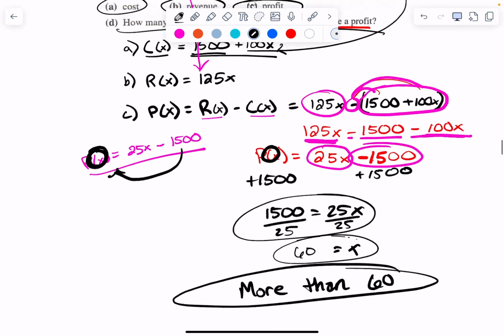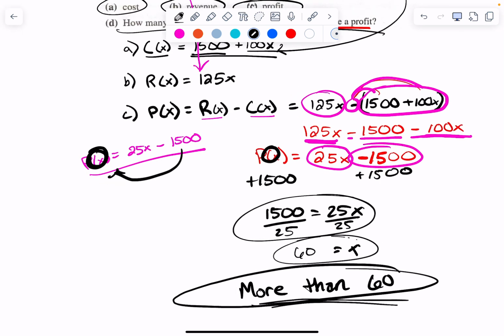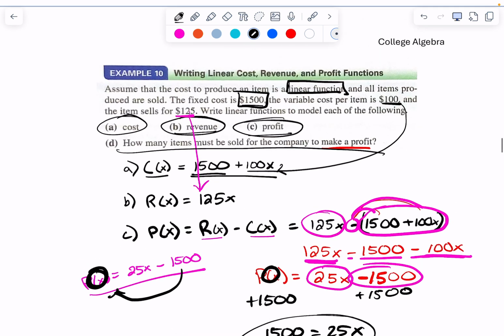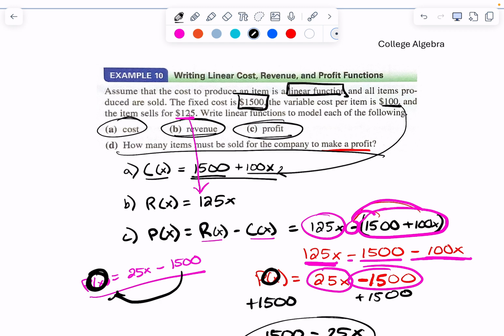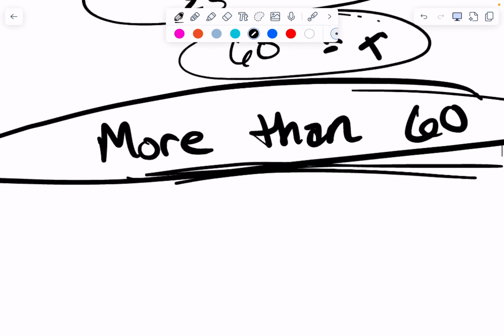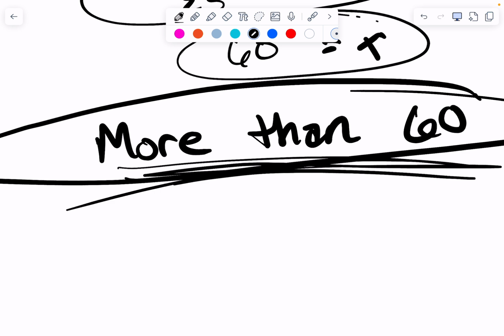Now, how do you offset that? How do you make it so you can make a profit sooner? Charge more per item, or figure out how to reduce your cost, right? Like go with a different company that's selling shirts for $1 a piece instead of $3 a piece. I don't know. Or up your prices, that type of thing, okay? And then that would make it so that you are making a profit before the 60 item mark or whatever.